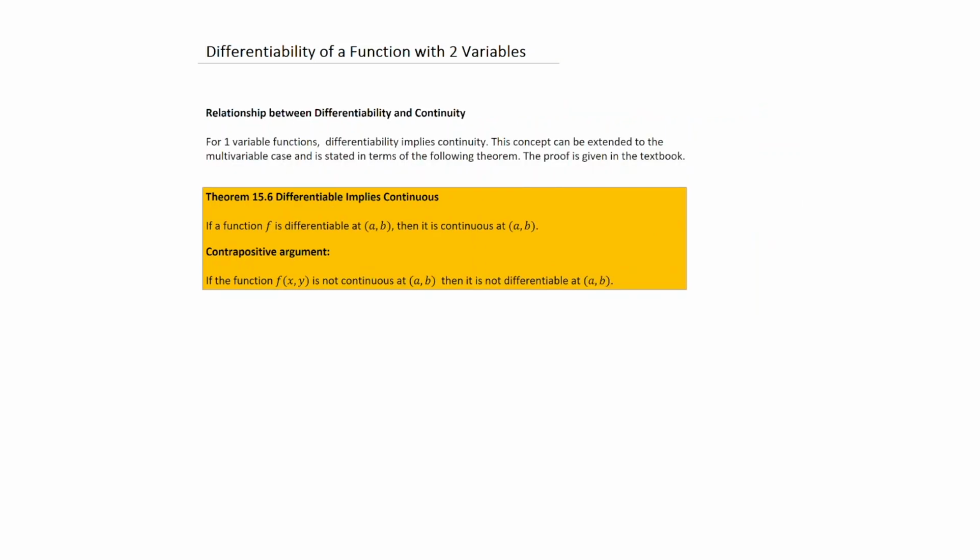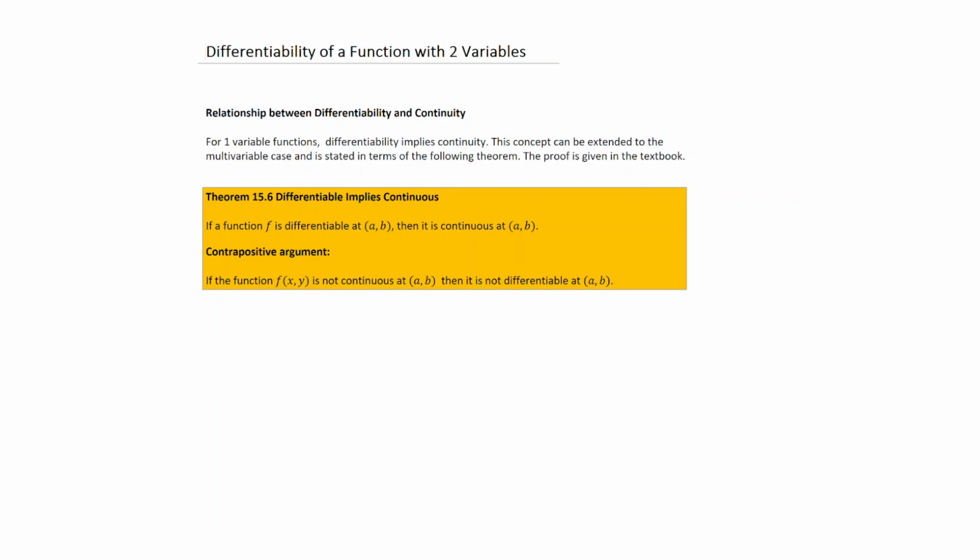All right, so now we look at the relationship between differentiability and continuity. For one variable functions, differentiability implies continuity, not the other way around. This concept can be extended to the multivariable case and is stated in terms of the following theorem. The proof is given in the book. So theorem 15.6, differentiable implies continuous, says that if a function is differentiable at (a, b), then it's continuous at (a, b). The contrapositive argument would be take the end statement, negate it, put it at the beginning, and take the beginning statement, negate it, and put it at the end. So if the function f(x, y) is not continuous at (a, b), then it's not differentiable at (a, b).